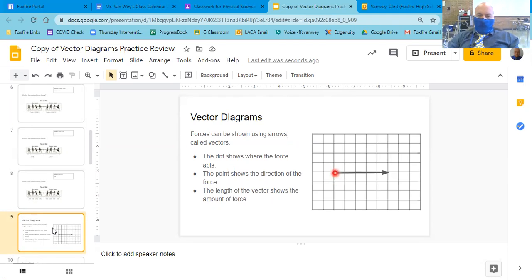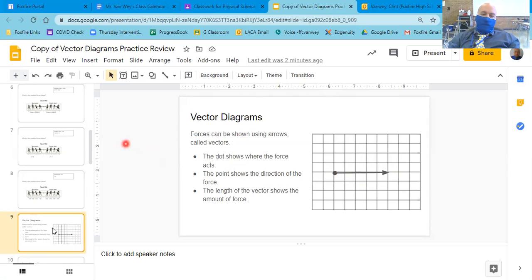Now we'll talk more about this later when we get into free body diagrams, but it shows us where the force is applied. The point, of course, shows us the direction of the arrow. I know this seems obvious, but it's worth saying out loud in case anyone's confused. The point shows us the direction that the force acts. And then the length of the vector shows the amount of force. So the longer this arrow is, the more force it's showing. And that'll always be true until we start just labeling the amount of force when we draw our vectors.